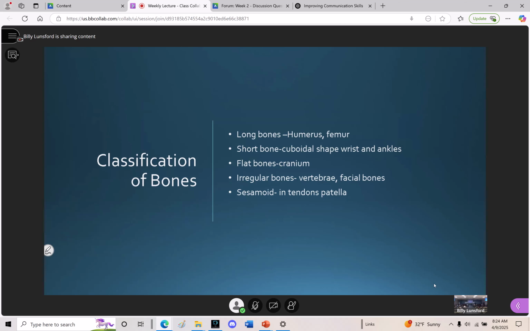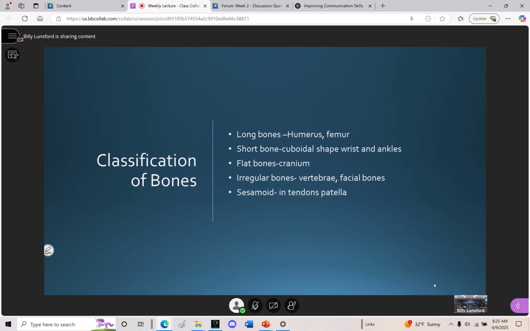A short bone is typically somewhat square shaped. There's a bone in my foot called the cuboid. Not surprisingly, it's a cuboid shape, and it's a short bone. Flat bones, when we think of flat bones, we're thinking of something called intramembranous ossification. We don't need to know that just yet.